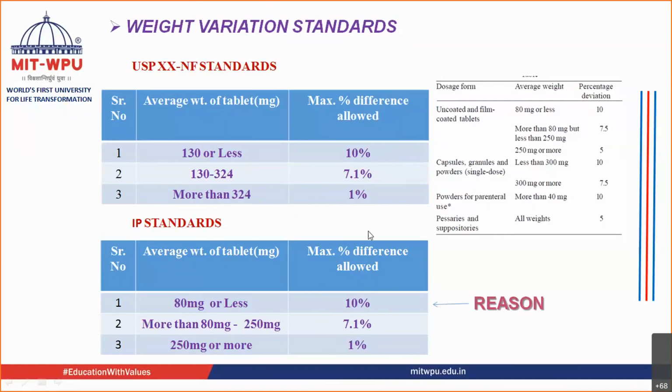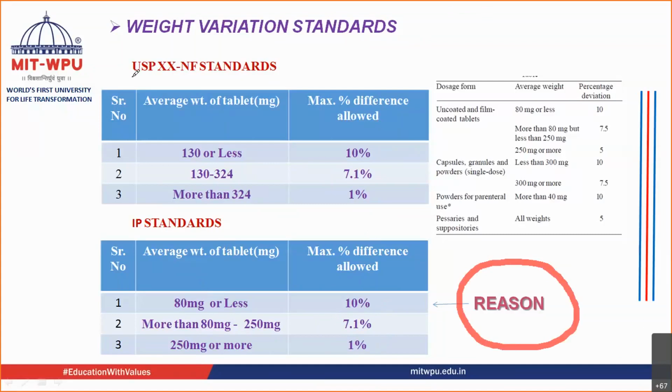So that is the reason why, as the average weight increases, the percentage deviation allowed is decreased. That is the reason for this table. I hope you have got it.